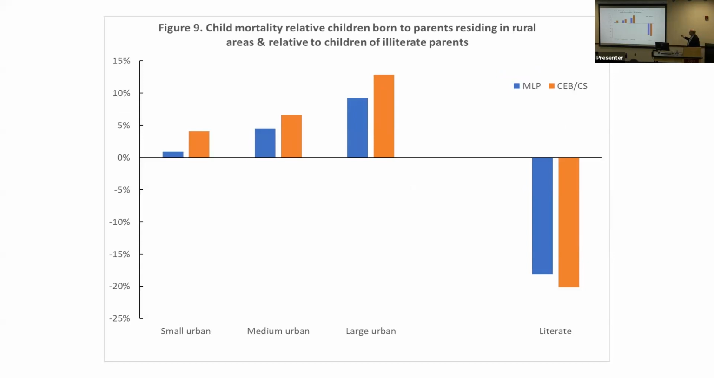Similar results by size of place, maybe not the exact magnitudes, and then by literacy, children of literate parents had 25% lower child mortality rates than children of illiterate parents. So we were thrilled. This is what we want to use the data for. Now, we can only test it in this particular decade, and we're just going to have to assume that it works for the other ones, but we're quite excited by that.